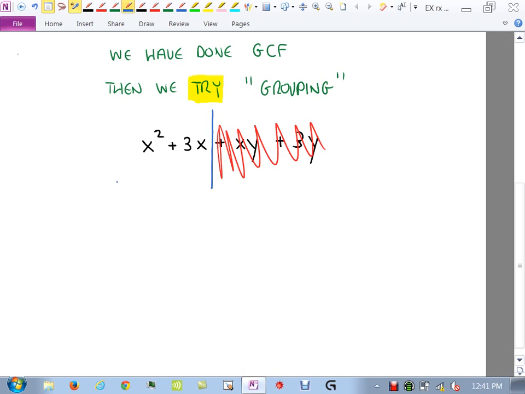So you would pull your x out, right? You would have to leave enough room in a parentheses for what? 2 terms, right? I'm going to move this down a little bit. X is here. I leave enough for 2 terms. Now, what would I need to multiply x by to get x squared? X. What do I multiply x by to get 3x? Plus 3. Okay, so what we've done is a little miniature GCF in this problem.